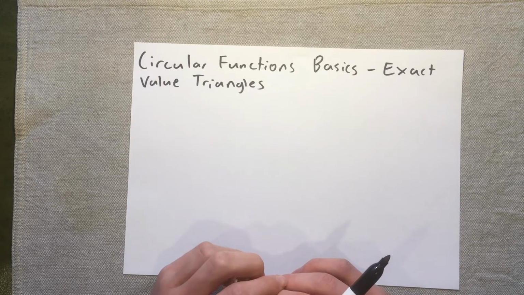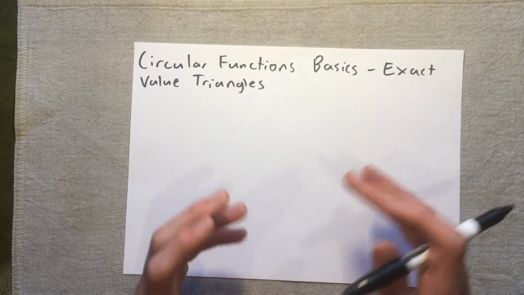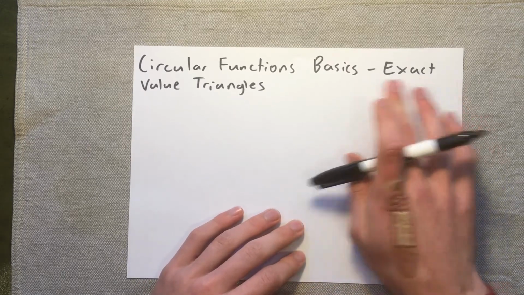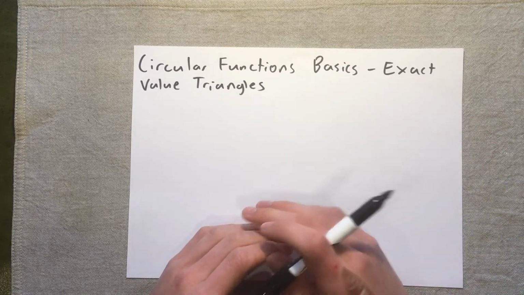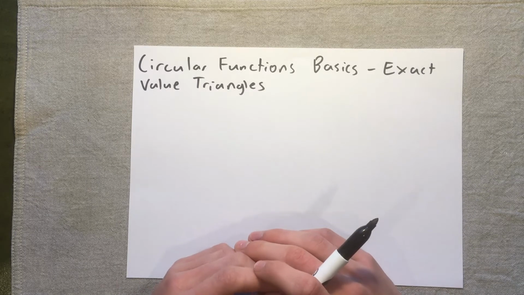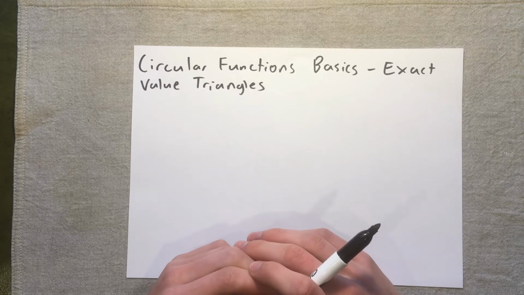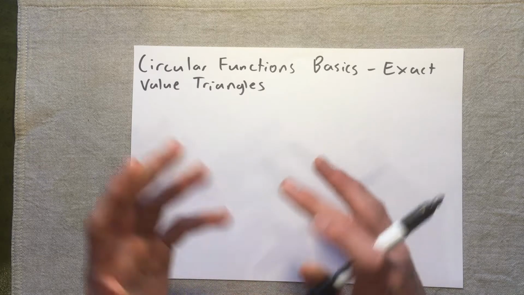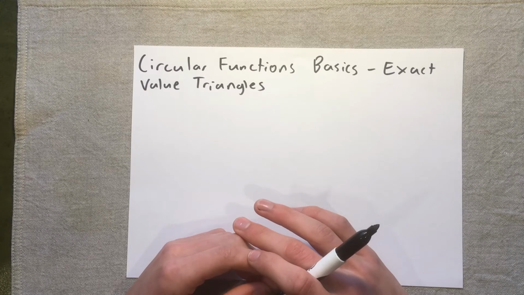Today we're going to be going over how you can solve trigonometry without the use of a calculator. By doing this, we are using something called exact value triangles. Very special things. They allow us to do some basic trigonometry, sine, cos, and tan without the calculator, and they will always give us exact values. So let's get right in.